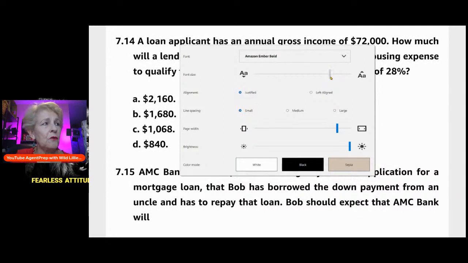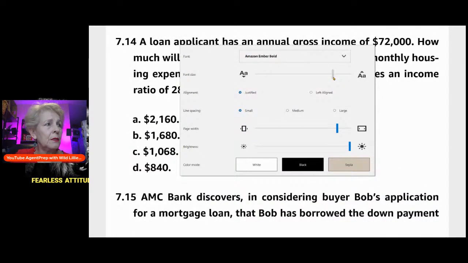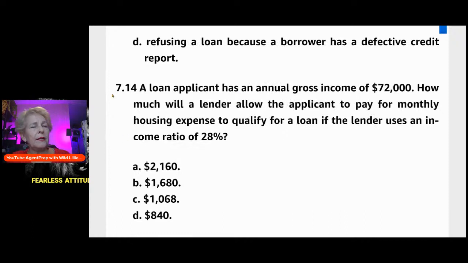And I do adjust the screen so for individuals that are watching it on their phone, they're able to see it. Okay, a loan applicant has an annual gross income of $72,000. So what kind of an income? Annual gross income. So it is the gross. It's not after the deductions. So it's not the net. It's not after taking out Social Security, taxes, or any insurance. So this is a loan applicant. How much will a lender allow the applicant to pay for monthly housing expense to qualify for a loan if the lender uses an income ratio of 28%? So the income ratio that the lender is using is 28%.